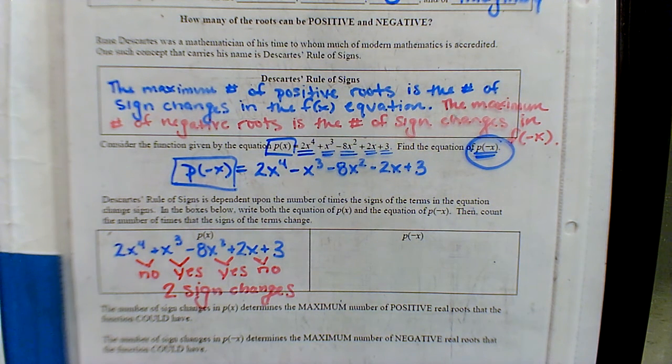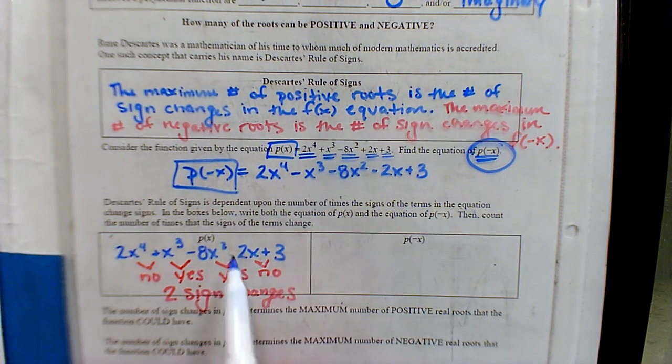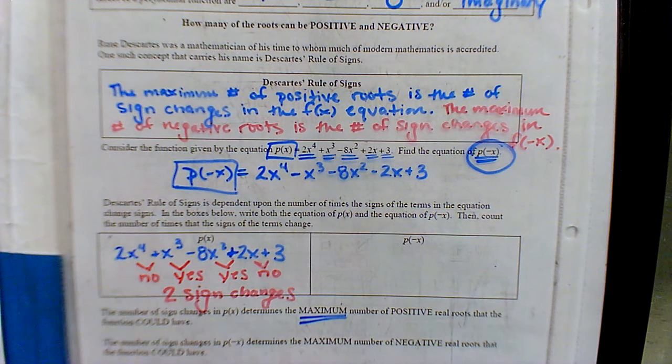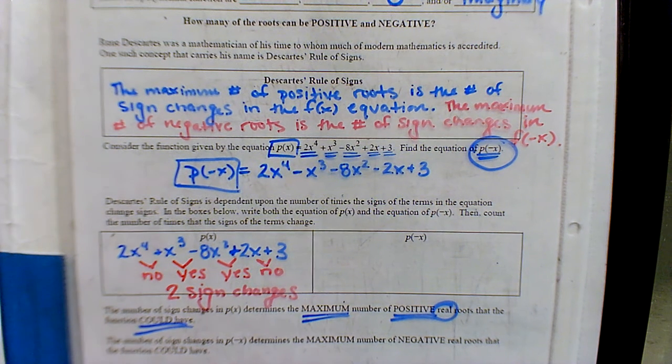Should it be negative 2x? Sorry, this is the original equation. Okay, it's okay. We're going to do the other one here. All right, so in the original equation, we have 2 sign changes. This is telling us that the maximum number of positive real roots, graphable ones, ones that you can actually plot, that it could have. I'm not saying it does, I'm just saying it could. That's the maximum number. You will not have more than 2. You might have less than that, but you will not have more than 2.